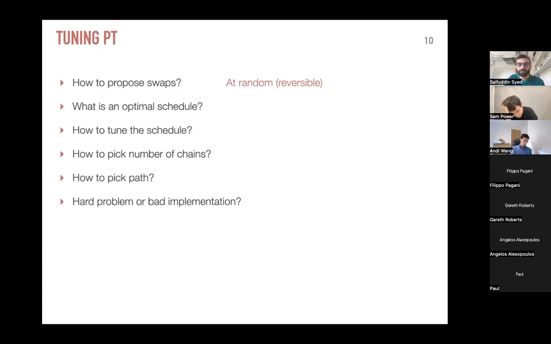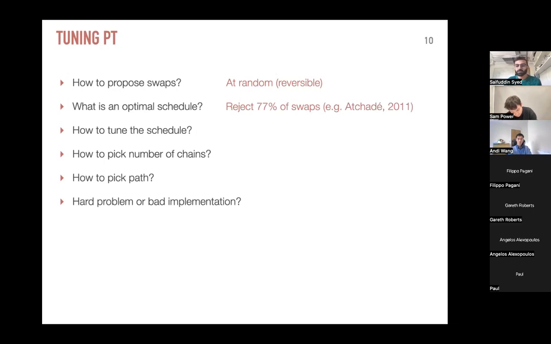So in particular, we propose swaps at random, or at least this is the paradigm that people had been building parallel tempering algorithms around. We call this reversible PT essentially because if you propose a swap at random, then at every iteration, if a state is moving towards a target at one step, the next iteration has to be able to go backwards as well.